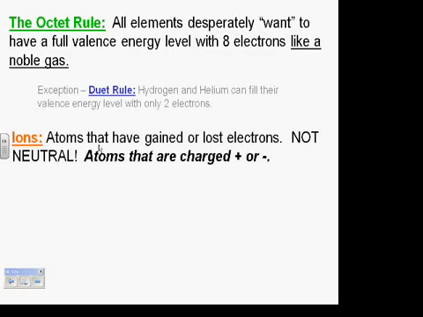Now, atoms will gain or lose electrons to try to end up with 8 valence electrons. When they do that, they lose their neutral charge. When atoms gain electrons, they're gaining negatives, so they're going to end up as a negatively charged atom. If they lose electrons, they're going to have more protons than electrons, and that's going to give them a positive charge. We call atoms with a charge ions, and what we're going to talk about here is how ions are formed and what sorts of charges they get.